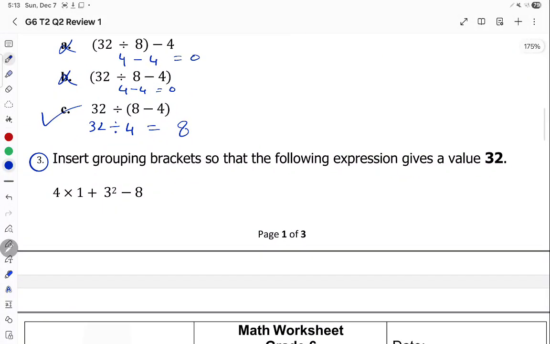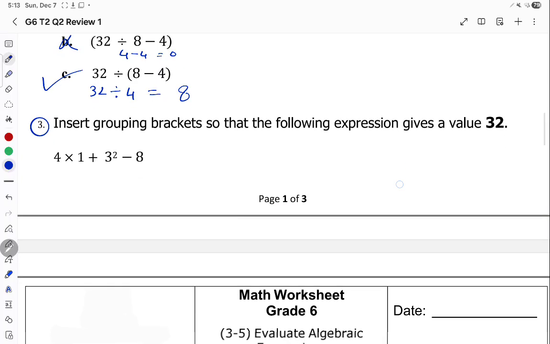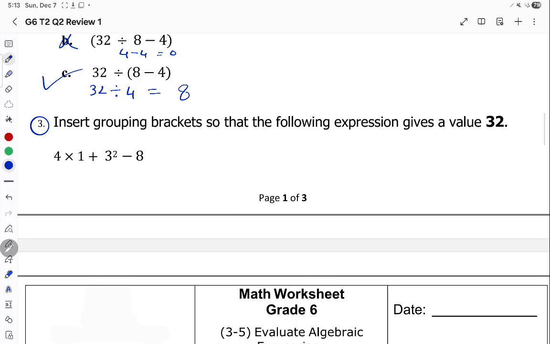Now let's go to the next question. Insert grouping brackets so that the following expression gives a value 32. So here we have 4 times 1 plus 3 to the power of 2 minus 8. We have to try all the possibilities, following PEMDAS, not following PEMDAS. The main objective will be to get the answer as 32. So we start the first approach by using PEMDAS and see what we get.